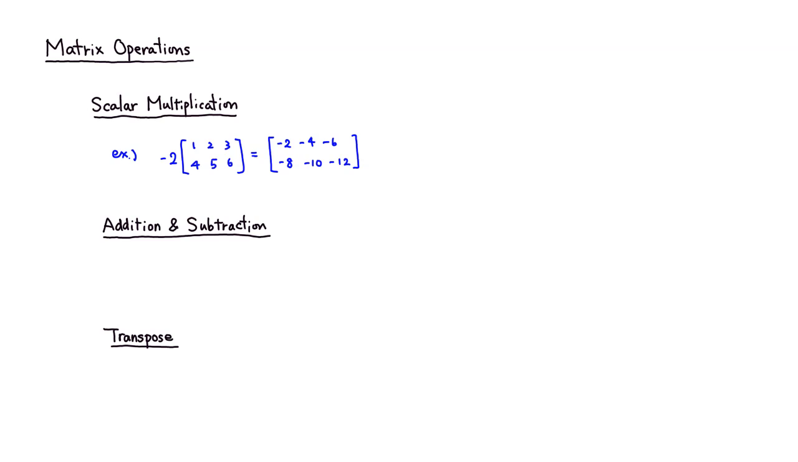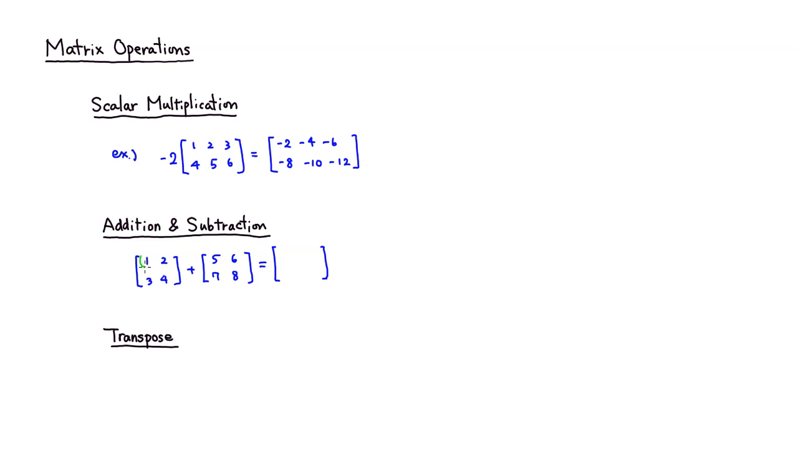Addition and subtraction is done entry by entry. So let's say you have 1, 2, 3, 4. Sorry, I'm not very creative. And add another 2 by 2 matrix, say 5, 6, 7, 8, or something like that. The resulting matrix is going to have exactly the same dimension as these two, and you just have to do it term by term.